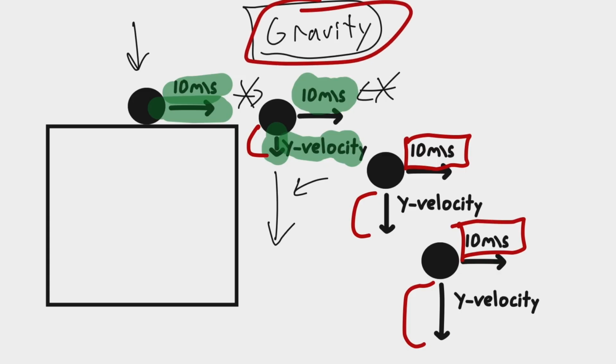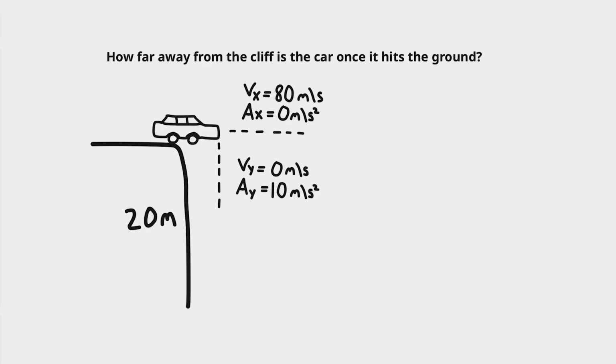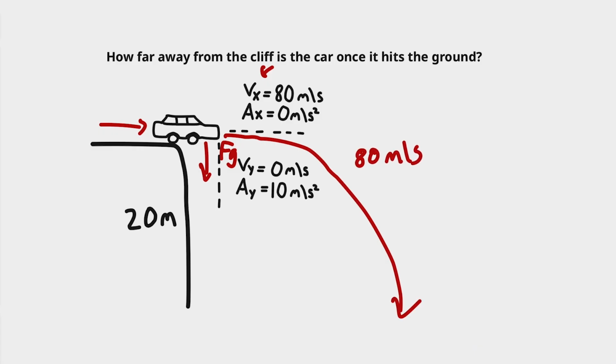Now we're going to look at a projectile motion problem to see how this is applied. We have a car that's about to drive off a cliff, and right now it is moving 80 meters per second in the x direction. But once it falls off the cliff, there's no force acting on it in the x direction. And the only force that will be acting on it will be gravity in the y direction, so the force of gravity. That means that as this car falls down, it's going to be moving 80 meters per second in the x direction the entire time, but the velocity in the y direction will be increasing as it falls.